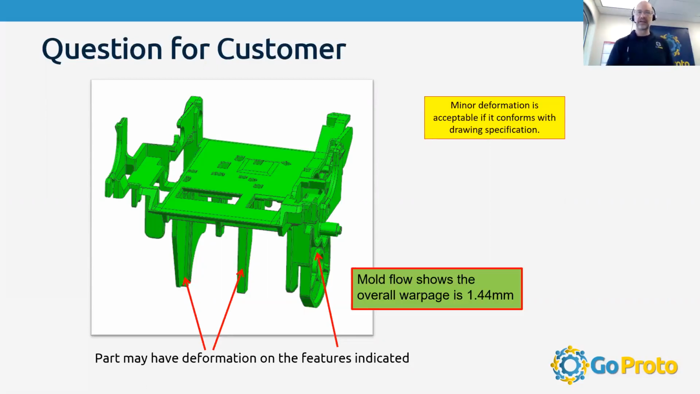Customer replied back in yellow saying that's going to be okay as long as it's within the specs, and we've got them fairly loose for those features on the drawing. So we communicated the issue. Customer said, yeah, it's going to be all right. It turned out to be great, as you'll see in the final parts pictures and the inspection report.